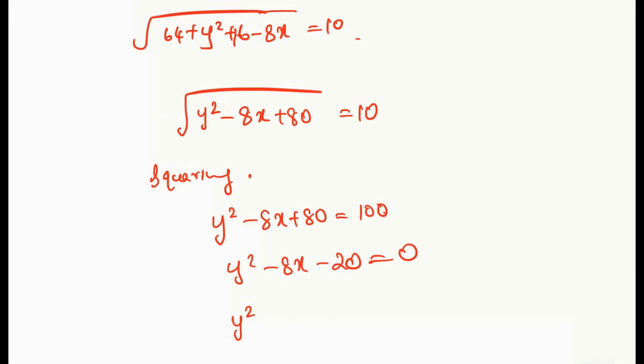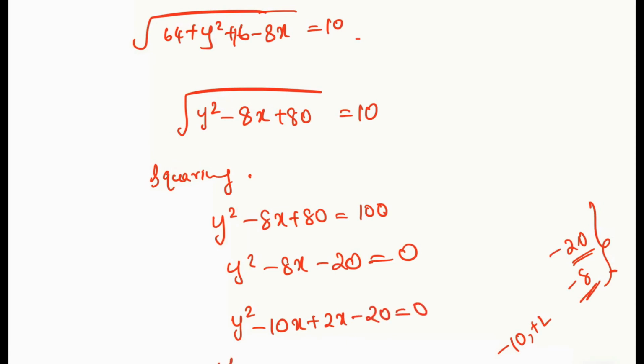So you get y square. Your product should be equal to minus 20 and sum is equal to minus 8. You can take minus 10 and plus 2, right? If the product is minus 20, I can take it as 10 into 2. So minus 10y plus 2y minus 20 equal to 0. y is common. Everywhere it's y, sorry.